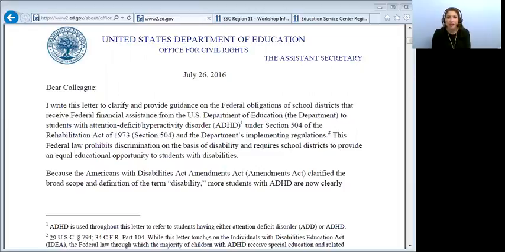I'm bringing you this information to give you the latest and greatest news and topics related to Section 504 that pertain to your upcoming school year. The first thing that we're going to highlight is this letter from the Office for Civil Rights. It came out July 26th of 2016, and it has some very useful information that we need to know regarding serving students under Section 504 who have ADHD.